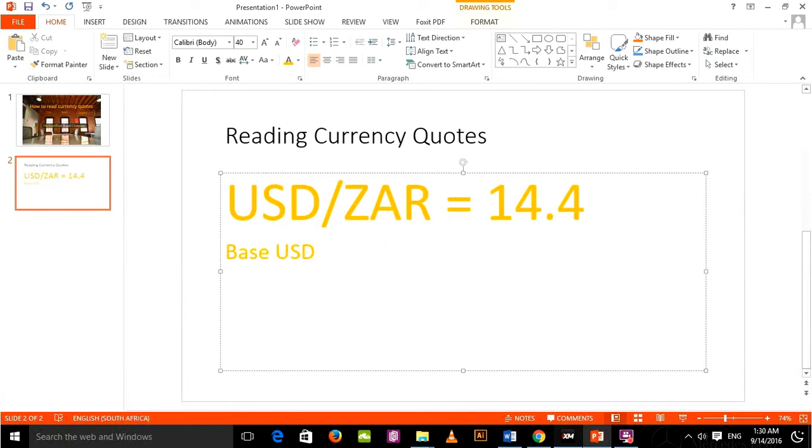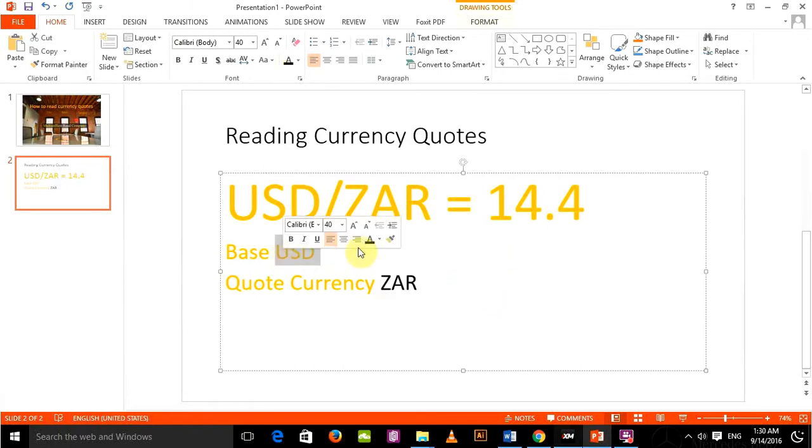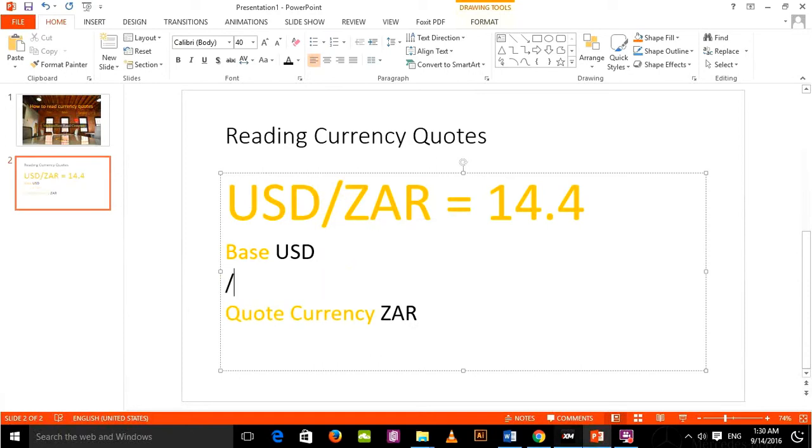The ZAR on the other end is your quote currency. Let's highlight that. The USD, the first one before the slash, is always your base currency. That is the basis of your currency pair. I'll explain in a brief moment what that means. The second one is your quote currency.